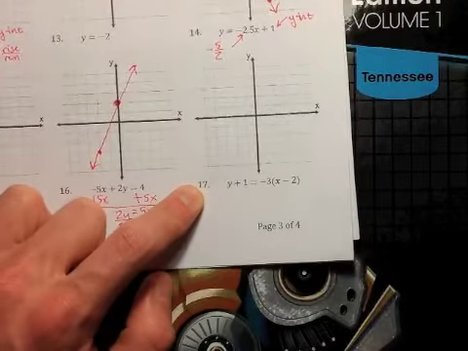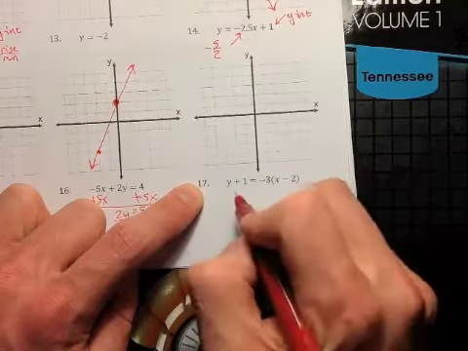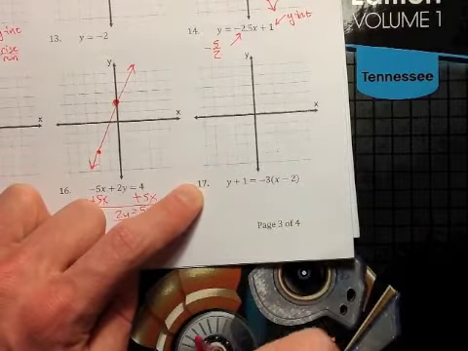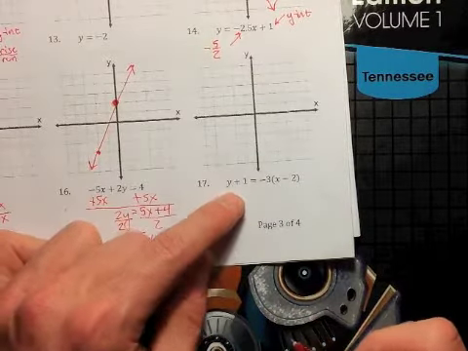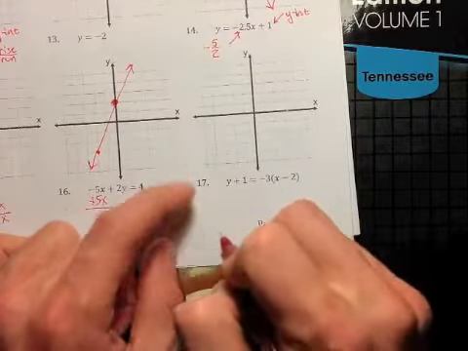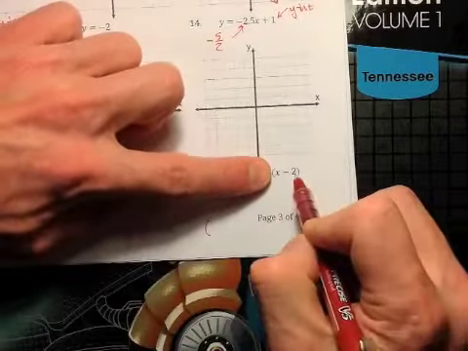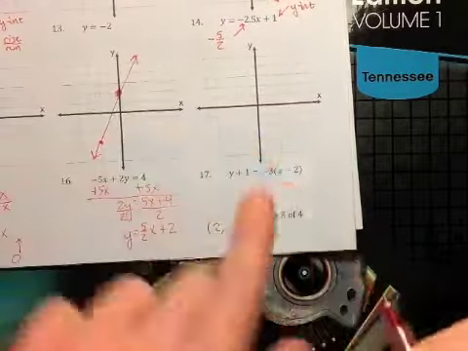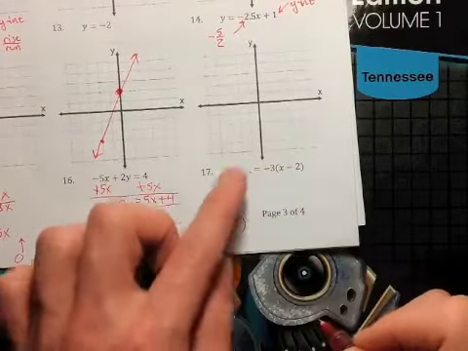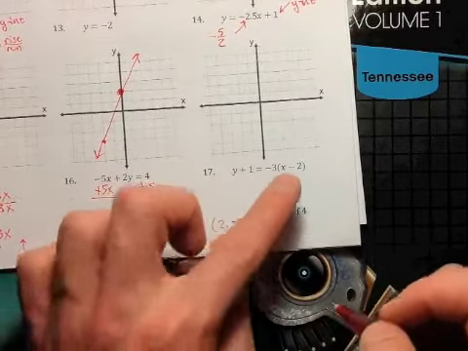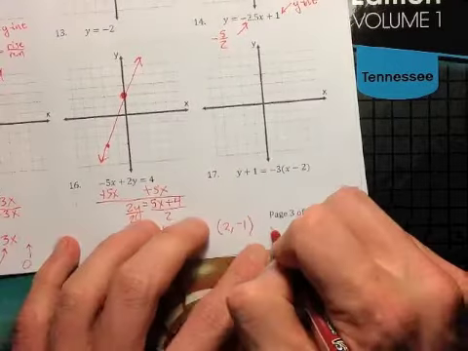Now number 17, if you wanted to, you could write this in slope-intercept form. Actually, we'll do that in a second, but I want you to notice that this is written in point-slope form. So we can immediately see that a point on the line is 2, comma, -1. Okay? If you remember point-slope form, you can easily extract a point that's on the line. And then our slope is -3.